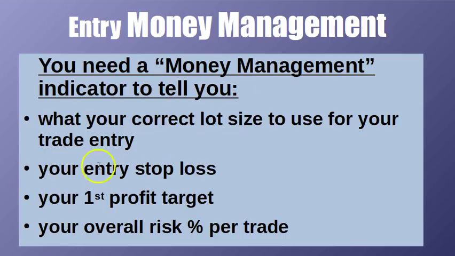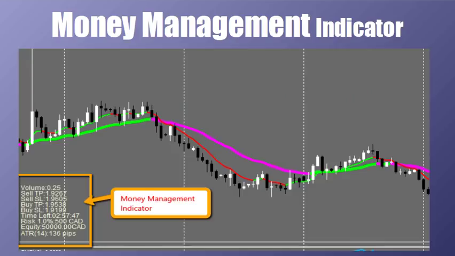The other part of money management is your entry stop loss. You need to have an initial entry stop loss in case your trade entry immediately goes against you, and you need a first profit target. Your overall risk should be defined; I suggest no more than 1 to 2%. Okay, I'm going to show you this on the chart here.